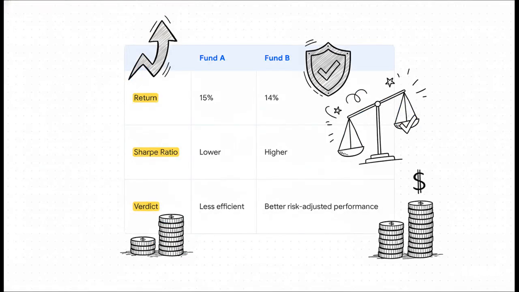So let's circle back to that problem from the beginning. Remember Fund A and Fund B? Okay, so Fund A has the higher return, 15%. But check this out. Fund B has a higher Sharpe ratio. What does that mean? It means Fund B is way more efficient. It's giving you more bang for your buck risk-wise. And that, my friends, often makes it the much smarter choice.